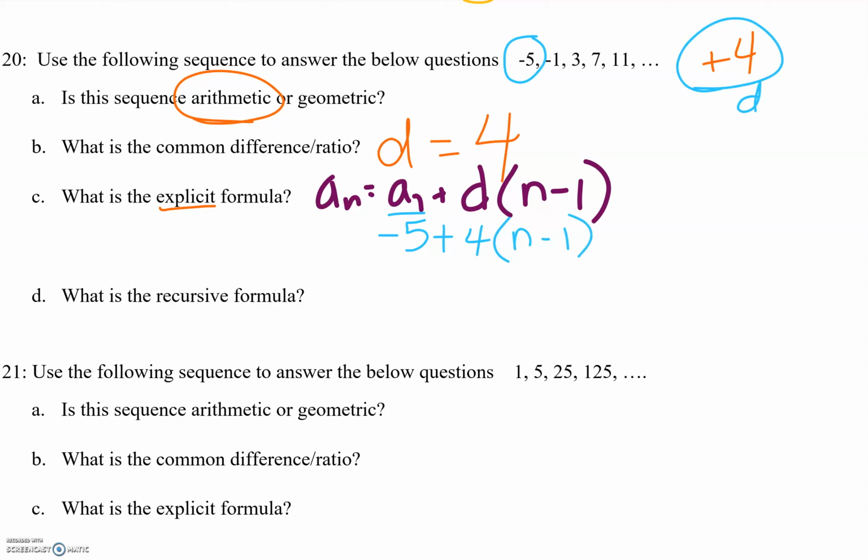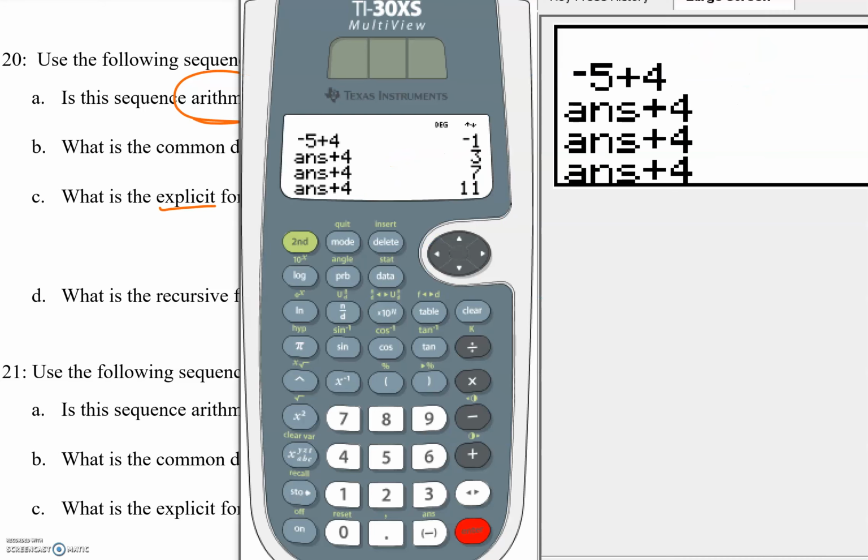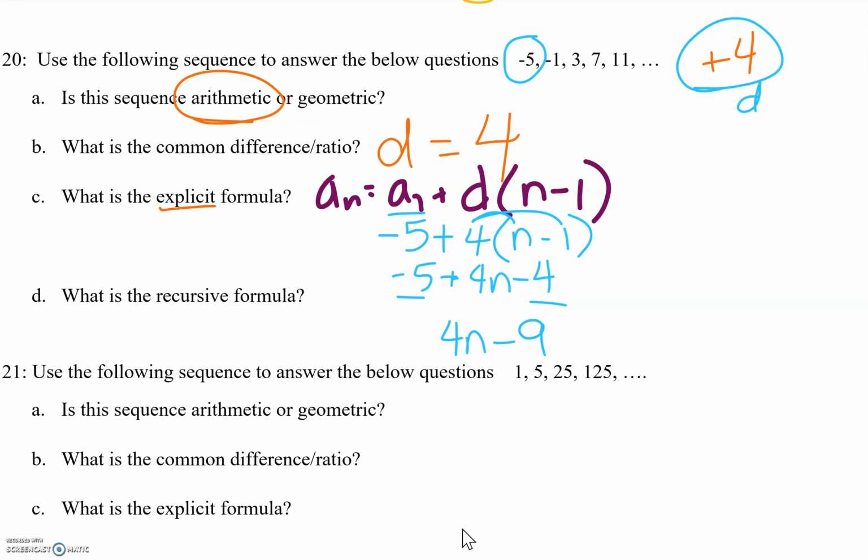N minus 1. At this point, we still need to simplify. 4 times n is 4n. 4 times negative 1 is negative 4. At this point, we can combine like terms. 4n. We have negative 5 minus a 4 to give you a negative 9. That is my explicit equation.